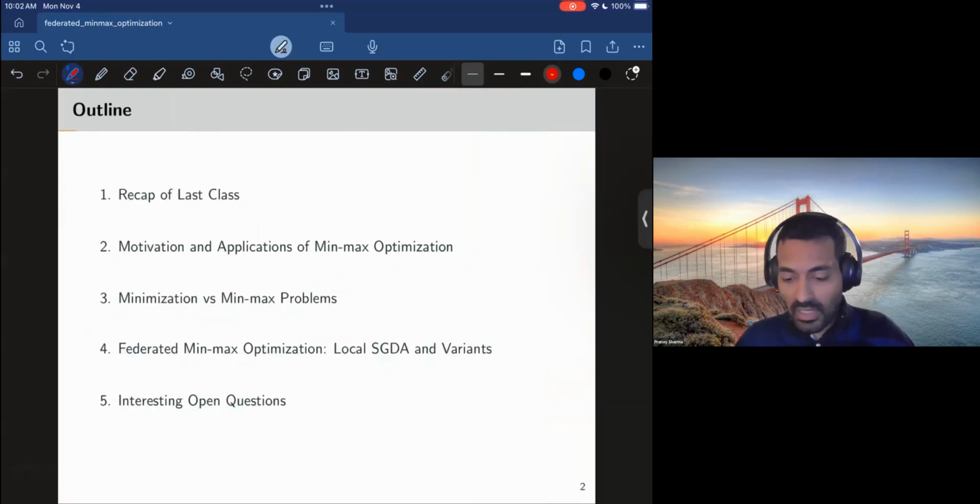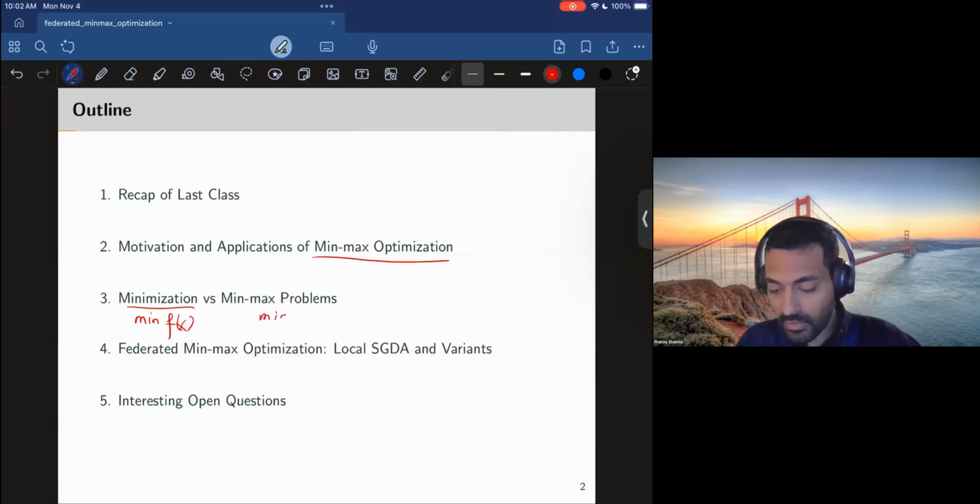So this will be the outline of the lecture. I'll give a very brief recap of what we discussed in the last lecture. Then I'll talk about some motivations and applications for studying min-max optimization. Then we'll talk about some comparison between the kind of problems we see when we solve minimization problems, by which I mean minimize f of x, this kind of function, versus what happens when we go to a broader and more challenging class of problems called min-max problems.